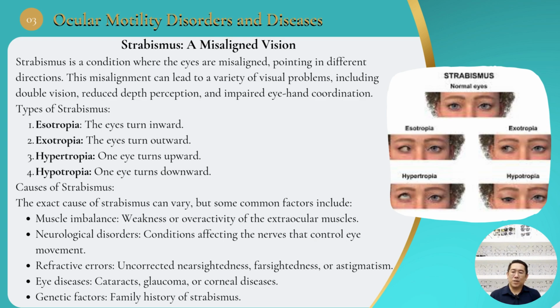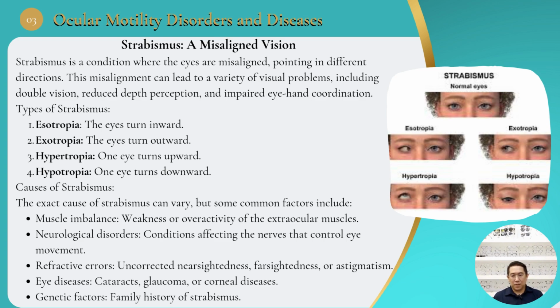Number one, esotropia, where one or both eyes turn inwards. The second one will be exotropia, in which one or both eyes turn outwards. Number three, hypertropia, where one eye turns upward. And number four will be hypotropia, where one eye turns downwards.